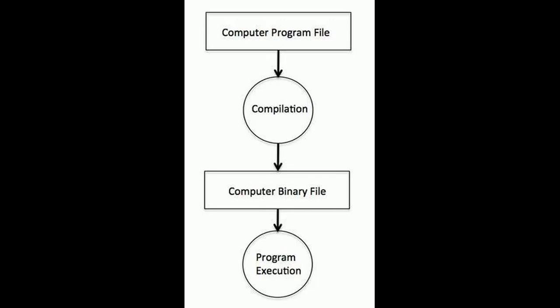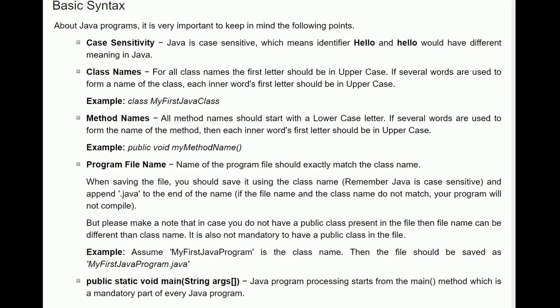For example, Eclipse is an integrated development environment which helps in software development. One needs an internet connection with a browser to download the required software and install the same. Basic syntax of Java. For example, about Java programs, it is very important to keep in mind the following points. Case sensitivity: Java is case sensitive, which means identifier Hello and hello would have different meaning in Java.